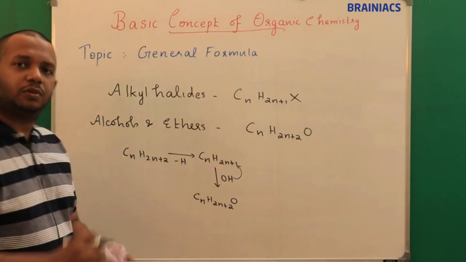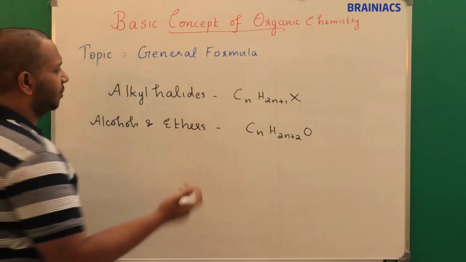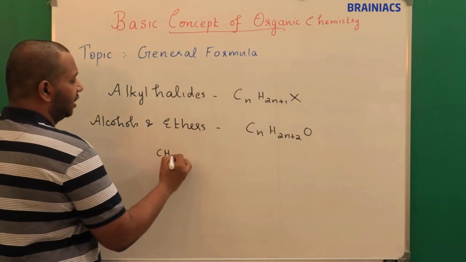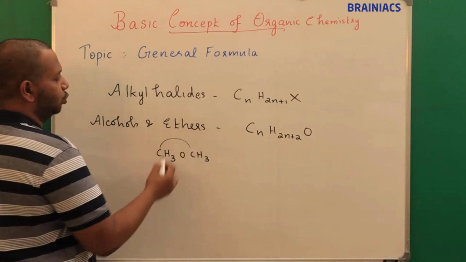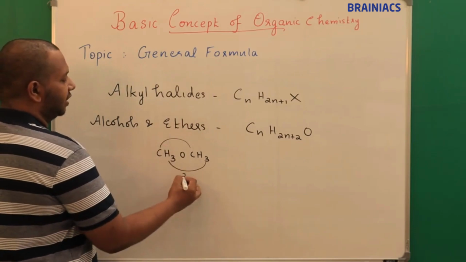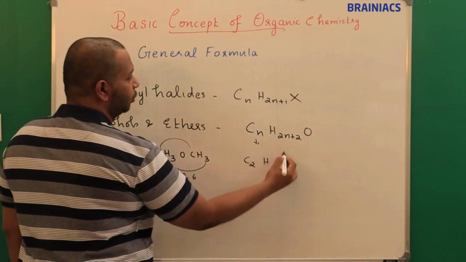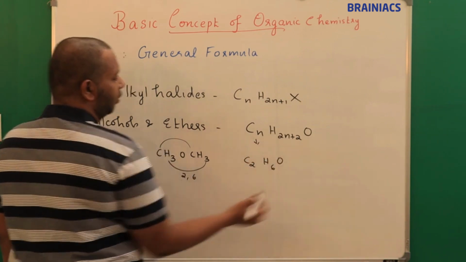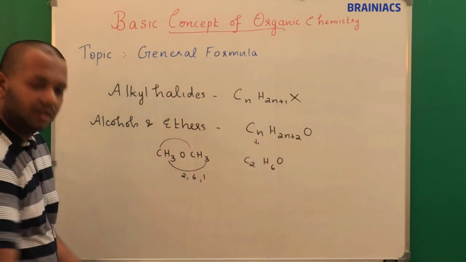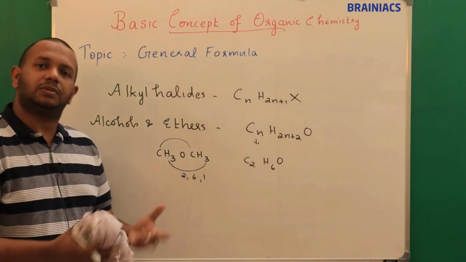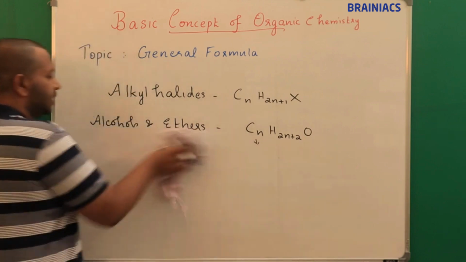If you want to check for ethers, you can take an example and check it. It's easy actually. One simple example I can take here is CH3OCH3. This is dimethyl ether. So how many carbon atoms are there? 2 carbon atoms. How many hydrogen atoms are there? 6 hydrogen atoms. So if I put here 2, C2, then this becomes 2 into 2 plus 2, H6 and O. So 1 oxygen. C2H6O. You will get the same thing. That's why I have told you alcohols and ethers have the same general formula. Clear? So I hope that is clear for you.